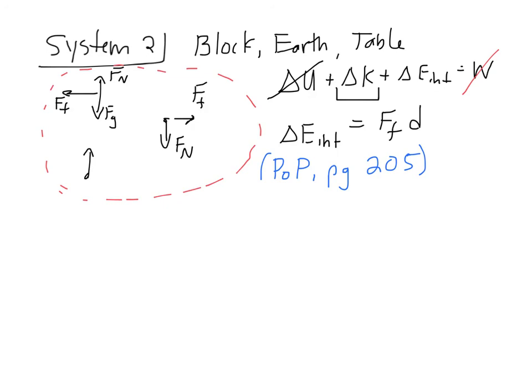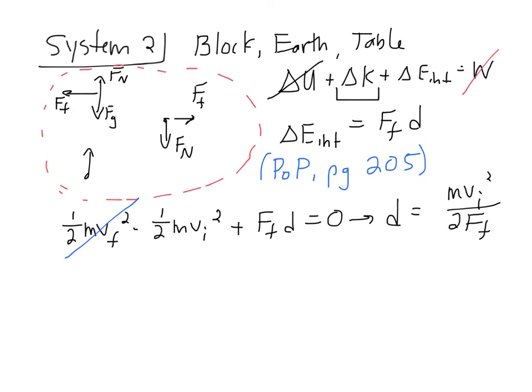Okay, so I'm going to put that in and solve the rest of this problem pretty quick. Here's the conservation of energy equation with the friction in there. The final velocity is going to be 0. So again, we're just going to solve for the distance that it travels. And as we expected, we got the exact same answer.